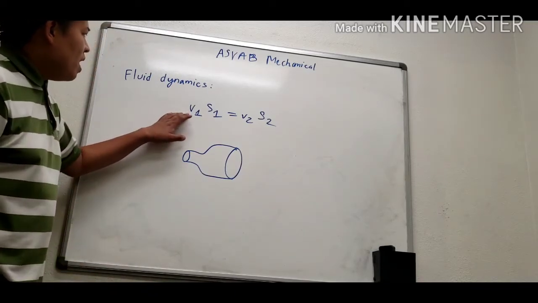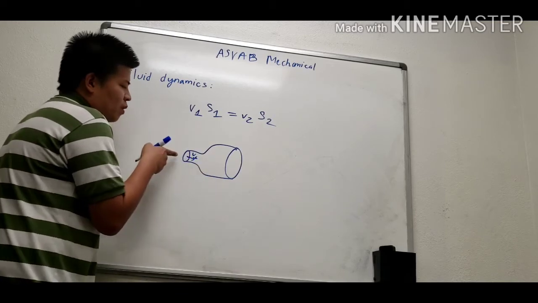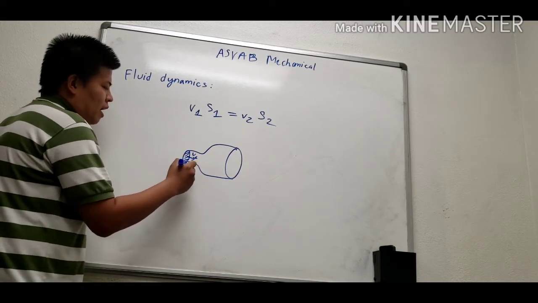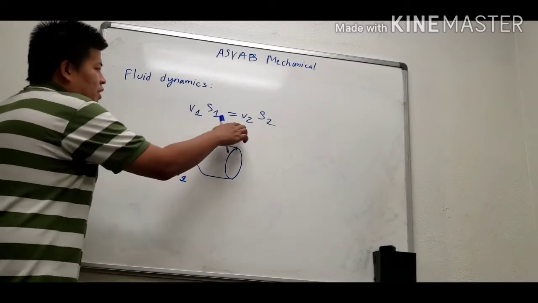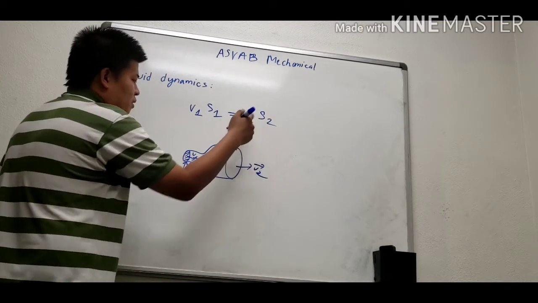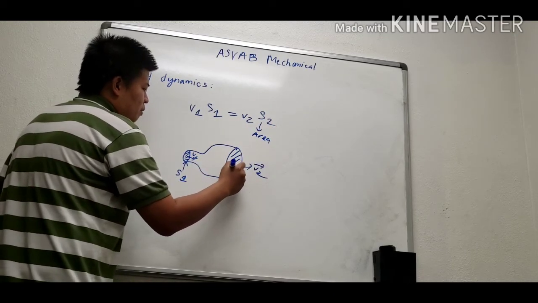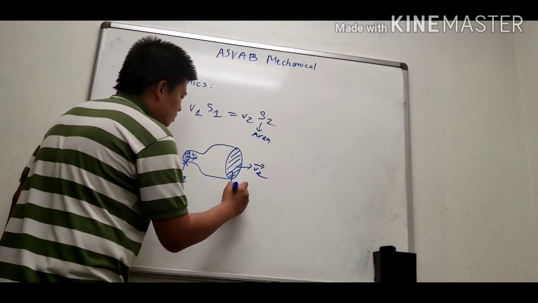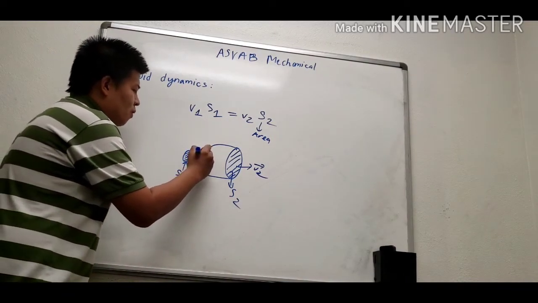So in here we have V1, that's the velocity of the V1. S1 is the area of the cross section of the V1. V2 is in here, and S2 is the area of the cross section of number 2. So in here, I will explain what that is. In here, we have the water. They go from left to right.